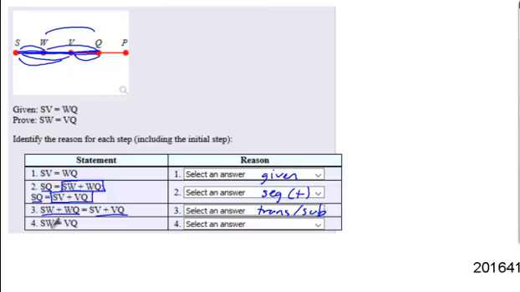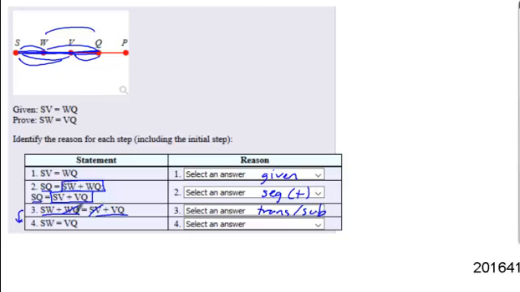Okay, and then we can go to our final step here. Usually you build from the previous statement, but if I want SW to equal VQ, when I look back here, I don't have SW or VQ isolated anywhere in my equations. So I'm going to try to build it off of the previous step. To get SW alone on one side, I would have to subtract this. To get VQ alone on one side, I'd have to subtract SV.